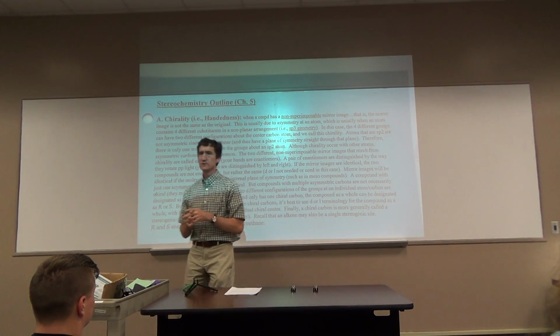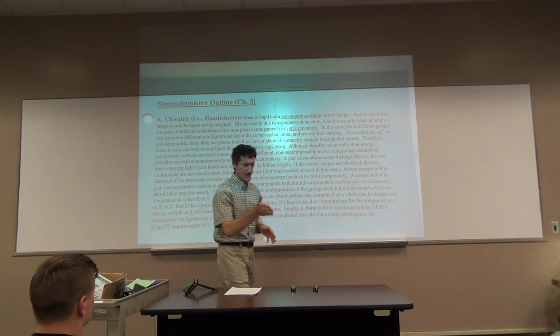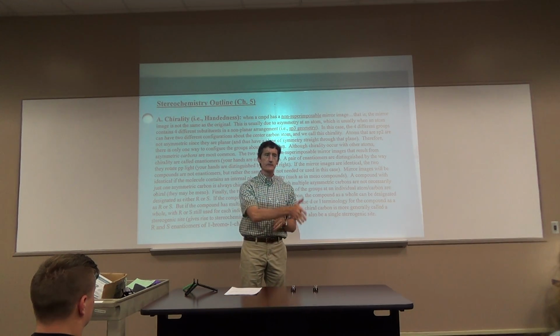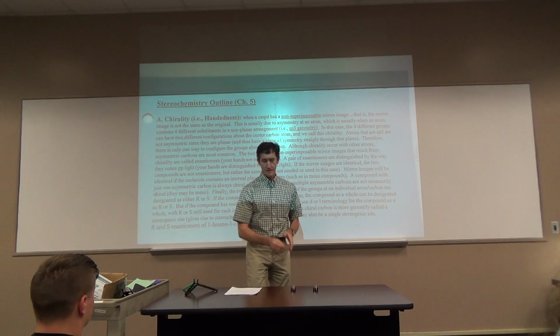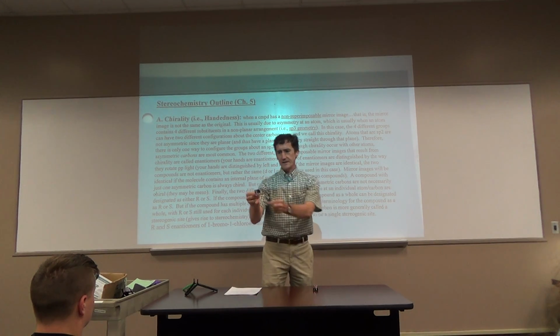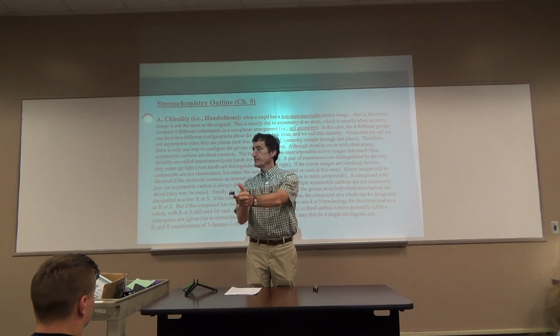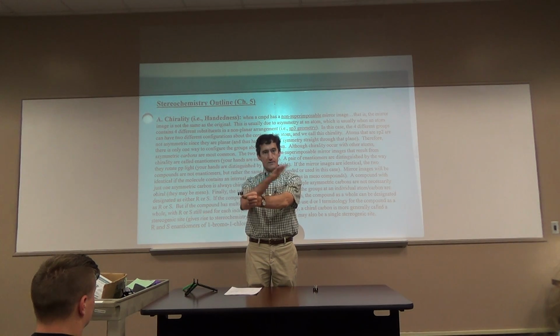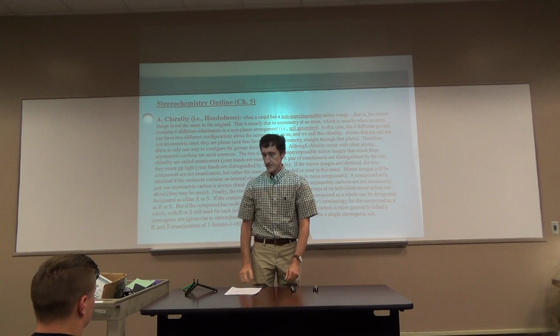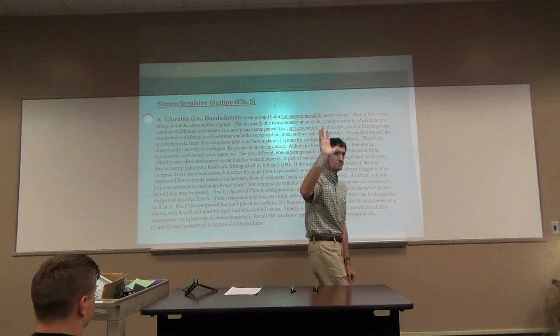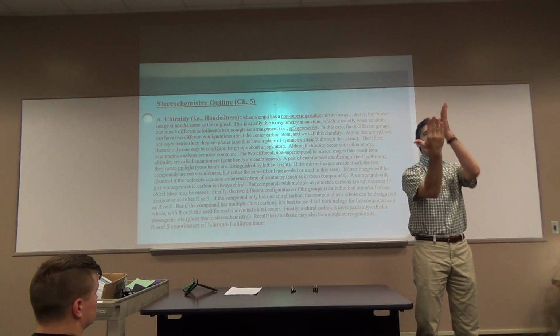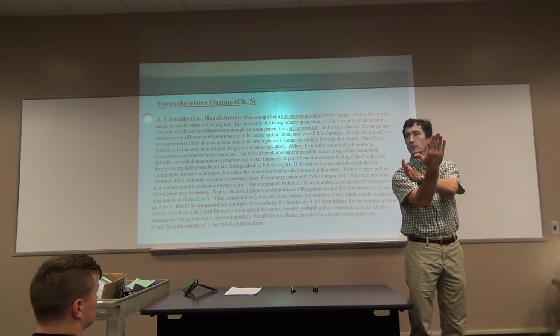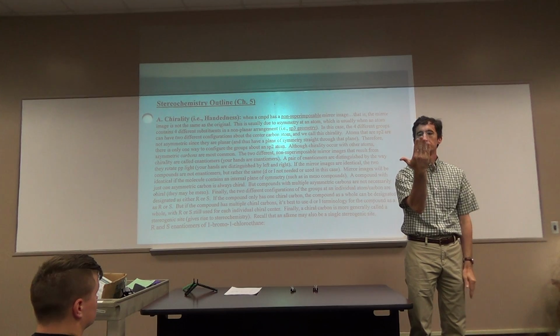So why are these the same but these different? It comes down to a plane of symmetry. If something has a plane of symmetry, its mirror image will be the same thing. This has a plane of symmetry. I can cut right down the middle of it and have the same half on each side. Does my hand have a plane of symmetry? What if I cut right down the middle of it? I'll have a thumb on one side, no thumb on the other.